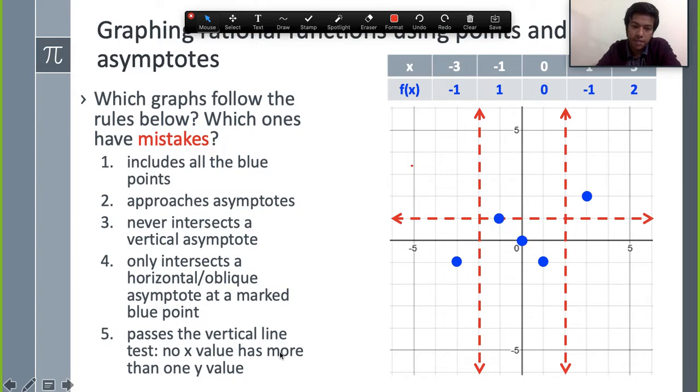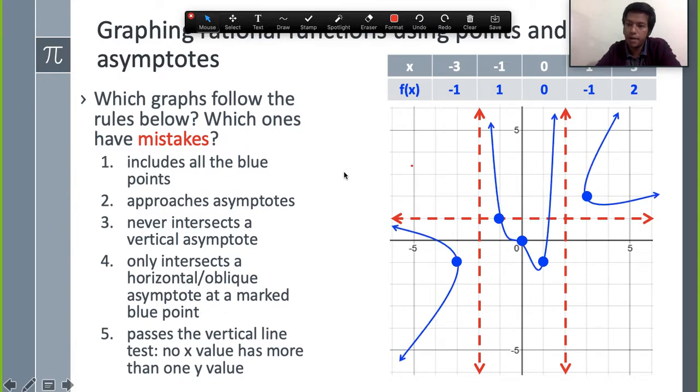Blue points pass the vertical line test. No x values have more than one y value. So you cannot just go and come back. That's not possible. So which one of the graphs is correct based on these points? Look at this. Is this a correct graph?